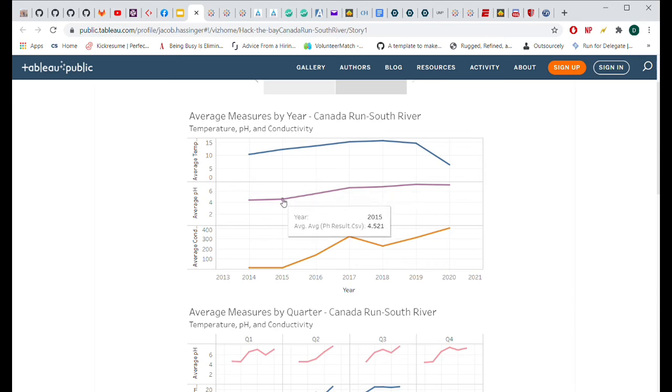pH was a huge one here. It started in 2014, 2015 with very little change, at 4.5, which is really not healthy for a water system. And then it went up in 2018, 2019, and stayed through 2020 at around 7, which is very healthy. So this is good news for this huck and good news for that watershed in general.